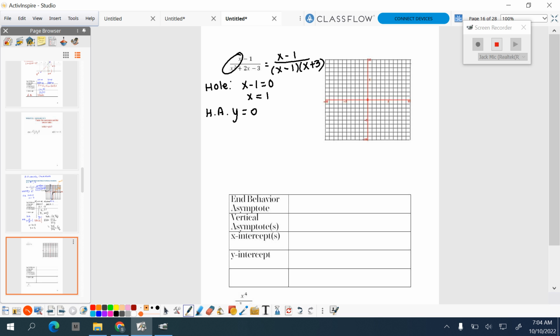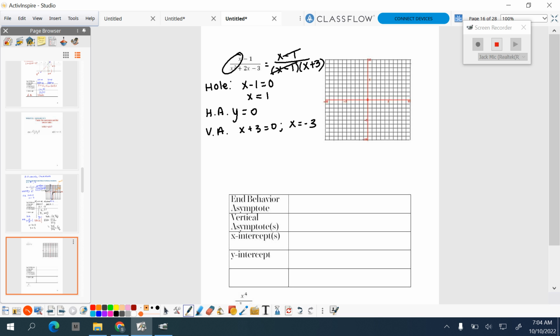Vertical asymptote. Vertical asymptote, I'm going to get it from x plus 3. It's what's left in the bottom. So x plus 3 equals 0. That means x equals -3.